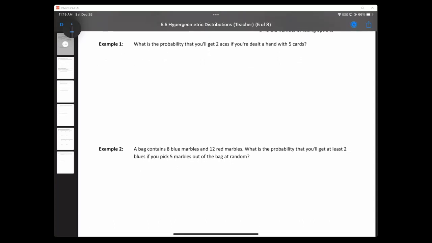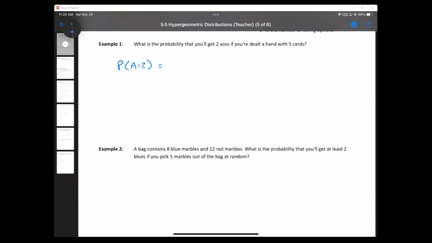Example 1. What is the probability you'll get 2 aces if you're dealt a hand with 5 cards? Here's what we're going to do. When it comes to these, I'm going to make a shopping list. My shopping list is I want 2 aces. Technically, I'm drawing 5 cards, but I'm not going to write down 3 others. I think it's assumed that if I'm looking for 2 aces, I'm looking for 3 other cards. So I don't have to complete that part of the shopping list, but I'm going to write down that I want 2 aces.